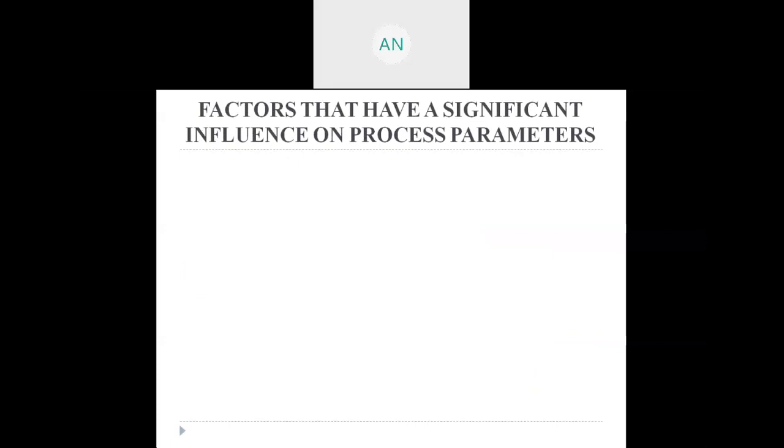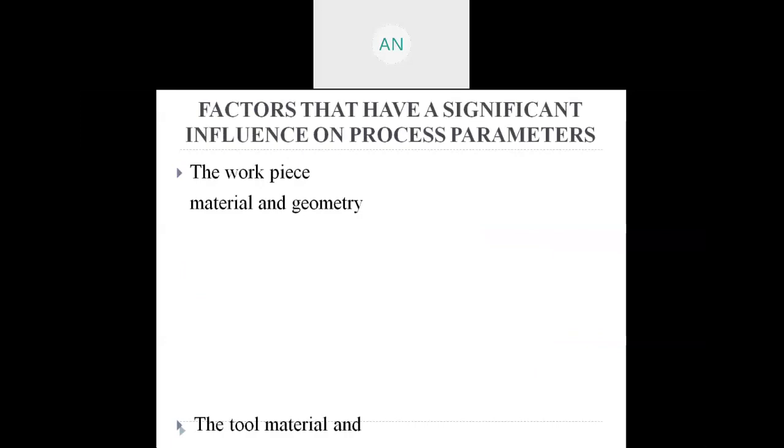So what are the factors which have a significant influence on process parameters? Process parameters are going to influence your machining, but they depend on something. What are my process parameters? Cutting speed, feed and depth of cut. These three parameters will depend on the workpiece material as well as its geometry, followed by the tool material and geometry.